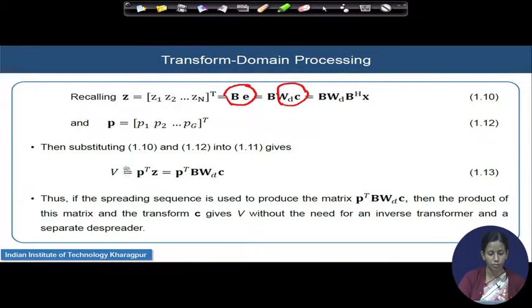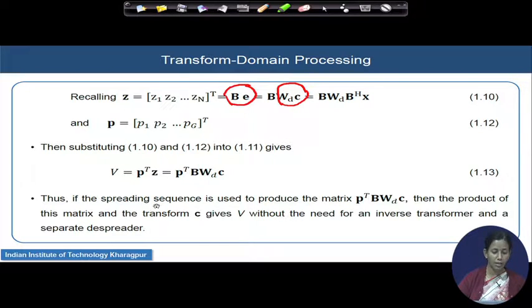The decision is now basically dependent on this parameter C, B, W and the designed code P. Now, one important thing: if the spreading sequence is designed in such a way that it produces this matrix P transpose B W D into C, if this is a matrix that we can produce by the choice of a proper spreading sequence, then the product of this matrix and the transform matrix C will return me back the original V.